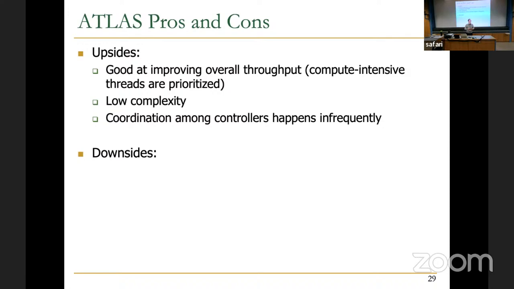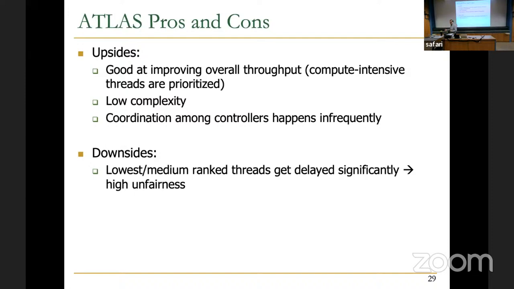Okay, so downsides. Actually, the goal was not, as I said, fairness. As a result, this is actually very unfair. Lowest or medium ranked threads get delayed significantly, so you get high unfairness. And we will see that in a little bit, especially the medium rank threads. The threads that are extremely intensive, okay, you delay them some, but they don't lose as much. But somehow the threads that are in the middle lose a whole lot because they get delayed behind many threads. And this is the paper, if you're interested.